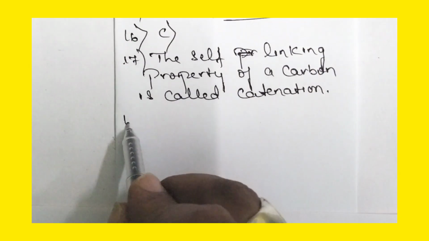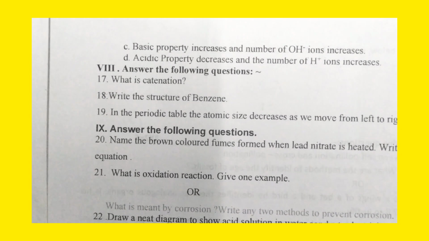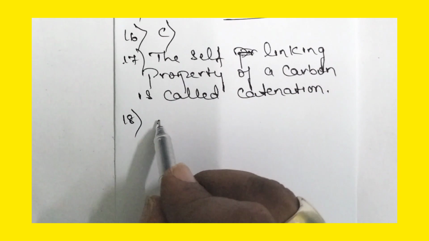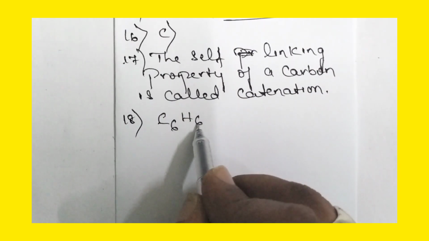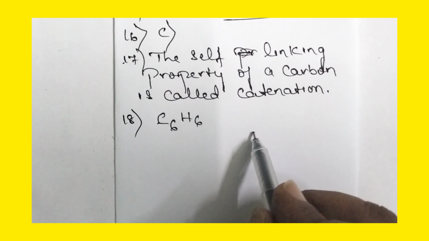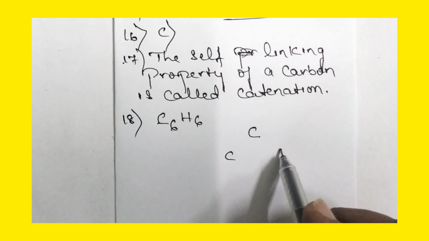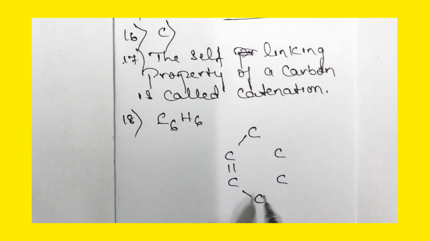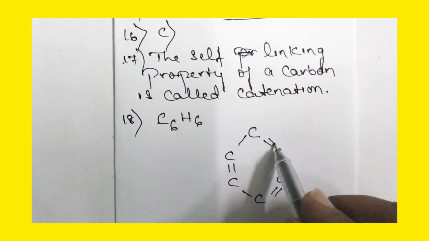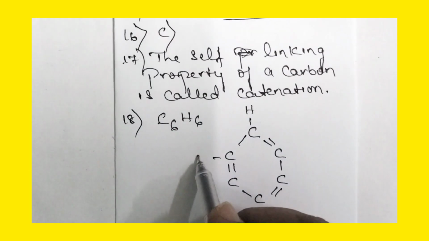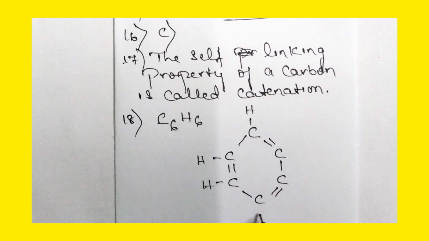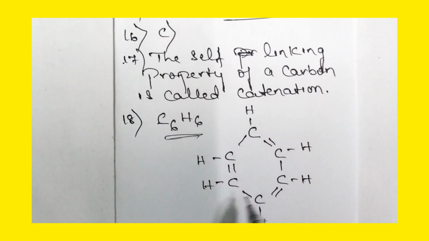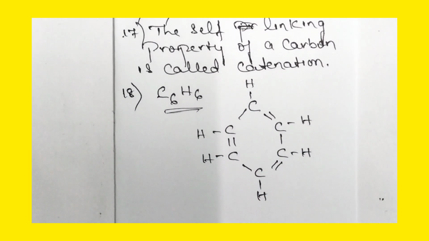Now let us move to the 18th question, where you are asked to write the structure of benzene. The molecular formula is C6H6. Let us write it in a hexagonal shape: 1, 2, 3, 4, 5, 6. Alternate single and double bonds: single, double, single, double, single, double. This is the molecular formula and this is the structural formula of benzene.